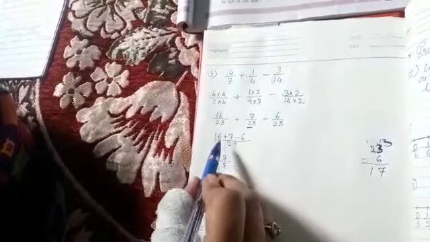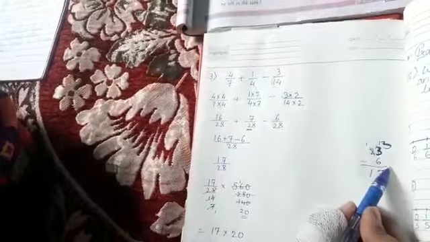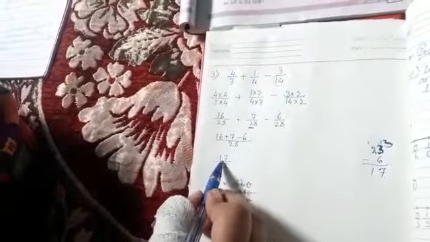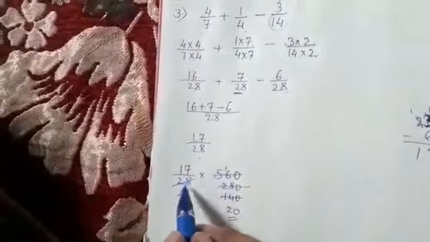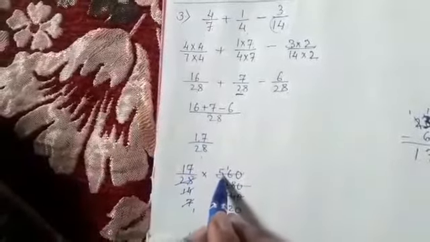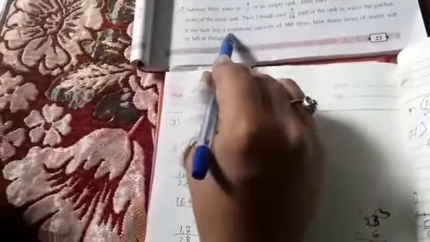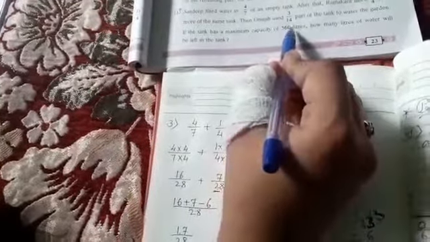16 plus 7 is 23. So 23 minus 6 I will do, I will get 17. So 17 upon 28. Now 17 upon 28 multiplied by 560. Why have I taken 560? Because the tank has a maximum capacity of 560 liters, meaning the tank is of 560 liters, so that's why its capacity.